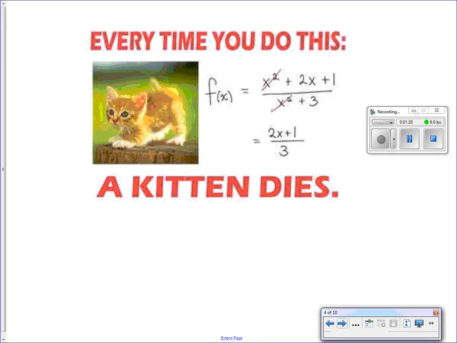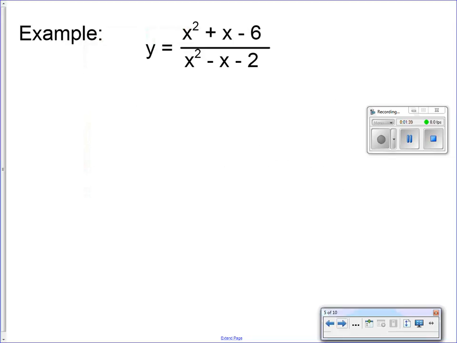Oh, before we factor, remember you cannot factor out an x squared. So this is a little joke, every time you do this, a kitten dies. So no dead kitties, please, in class. So let's take a look at this. Do not kill kittens. When you cross those out, kittens die. Don't do it.